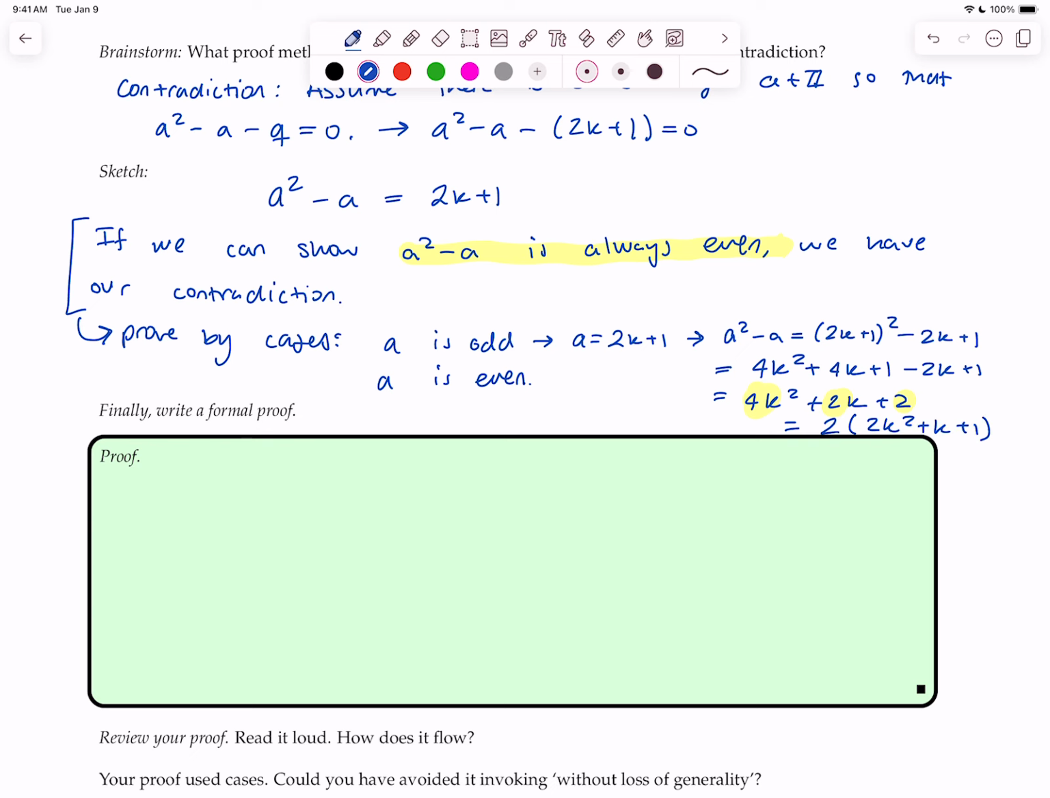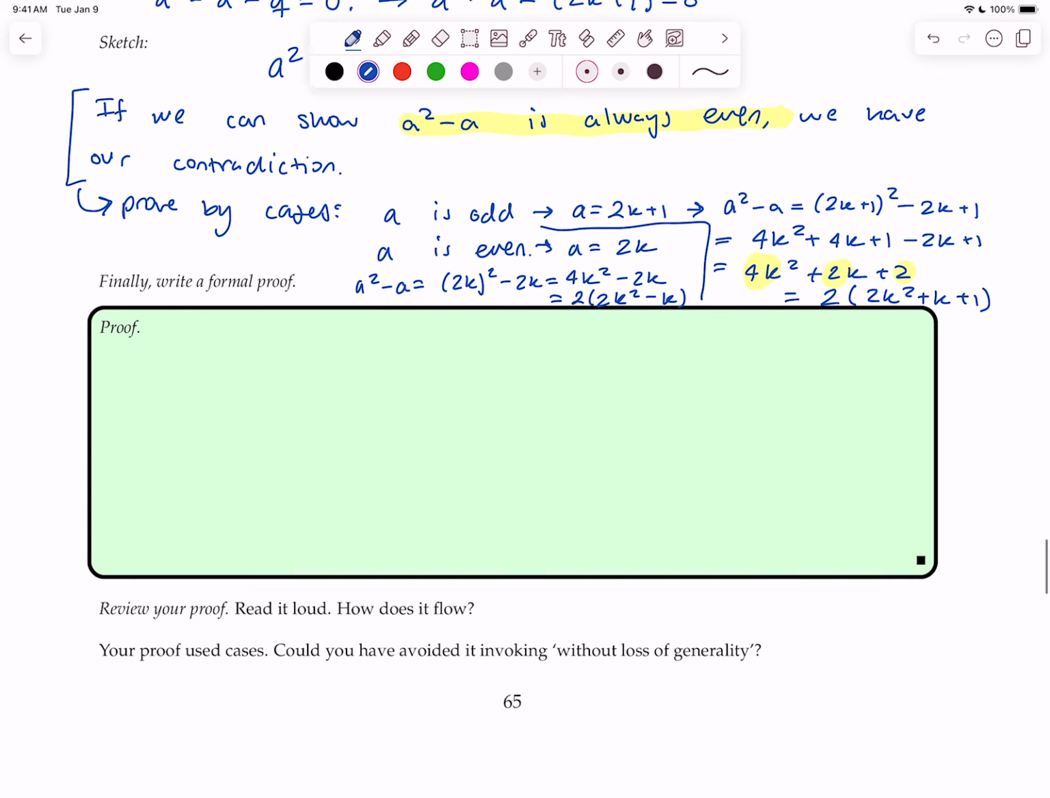This shows it's even. I think something similar would happen if A is even. Then we get A is equal to 2k. So that says that A squared minus A is going to be 2k squared minus 2k. So that's 4k squared minus 2k. Again, I can pull a 2 out from both terms, so I get 2 times 2k squared minus k. Again, that looks pretty even to me. Okay, let's use this sketch in our lemma.